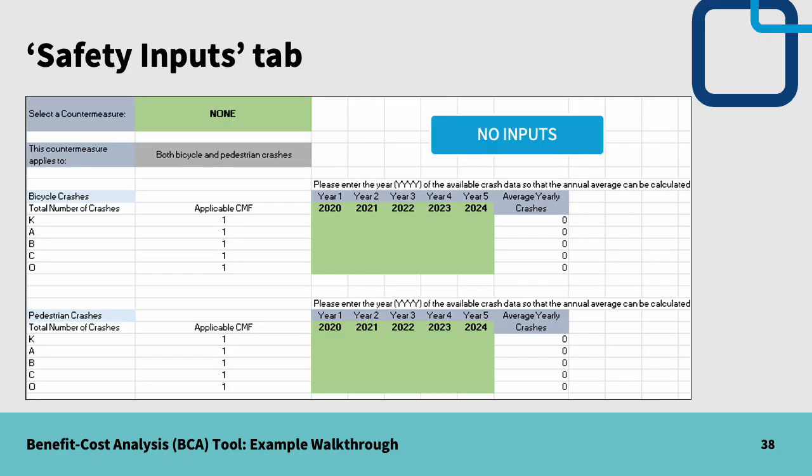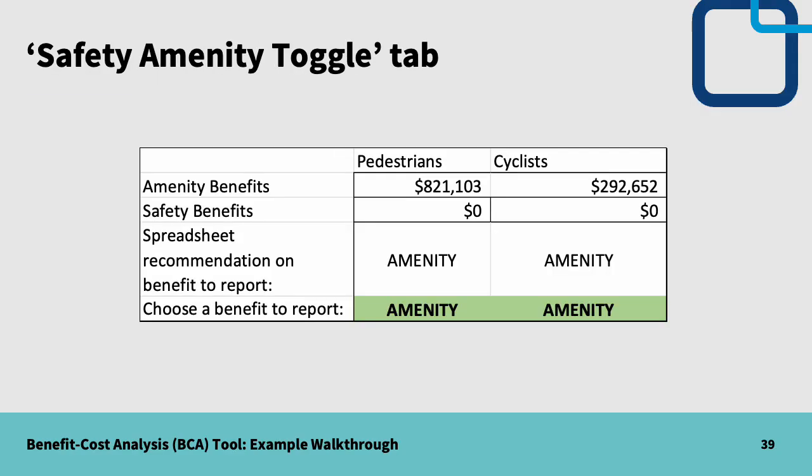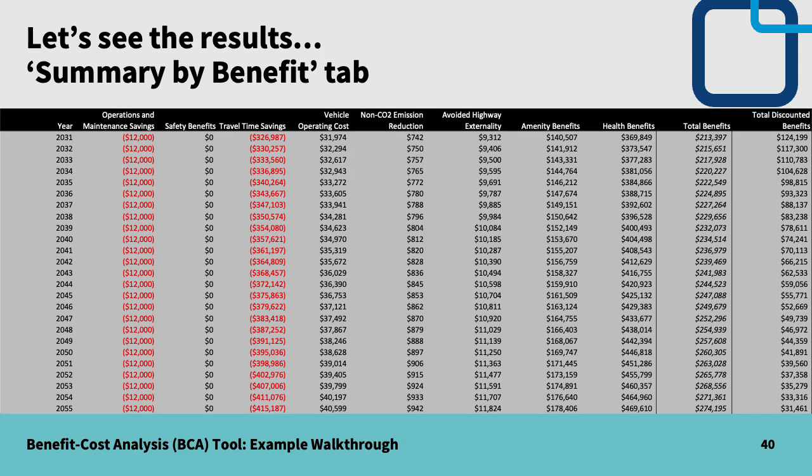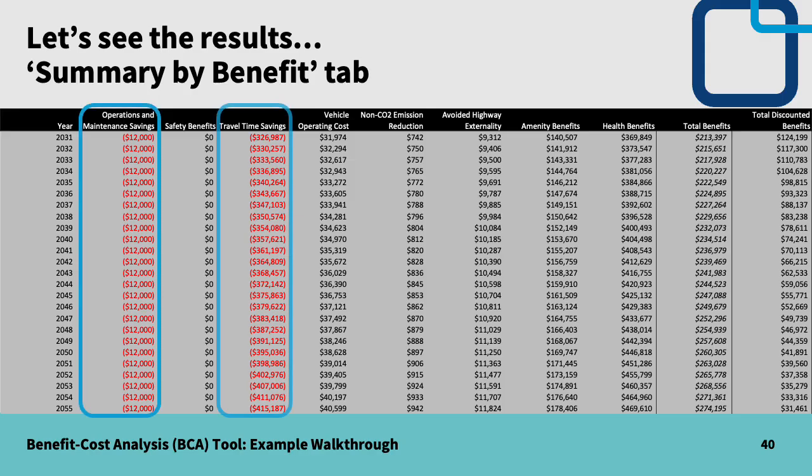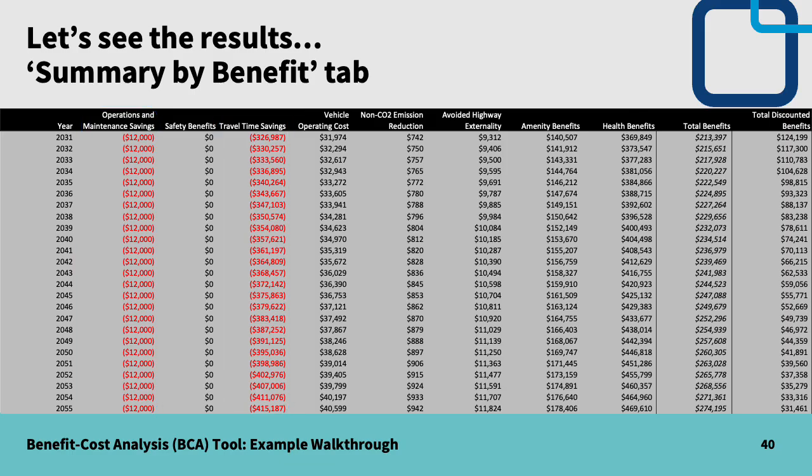We will leave everything blank on the Safety Inputs tab for the Path component analysis. We will make sure that we are selecting amenity benefits on the toggle. Now we will look at our second set of results. We see that for the entire operation period through 2055, we have some negative values, our disbenefits. We have additional O&M cost, as well as travel time costs for people who switch from driving to walking and biking. On the positive side, we have benefits for vehicle operating costs, emissions, avoided externalities, amenity benefits, and health benefits.